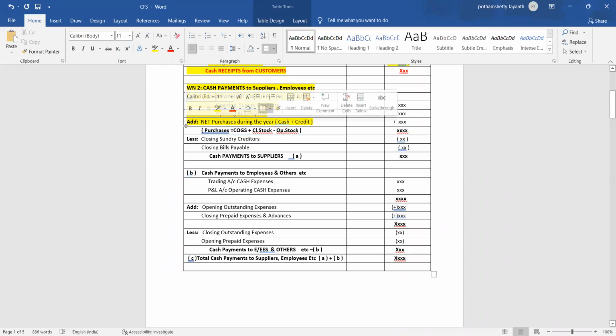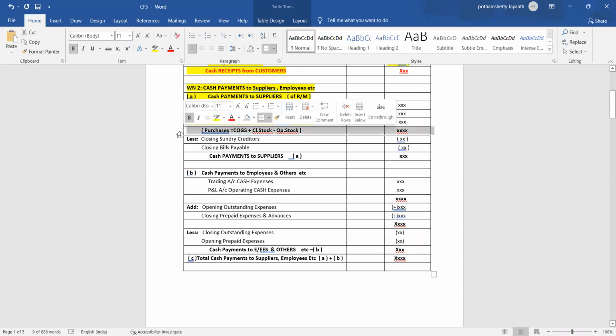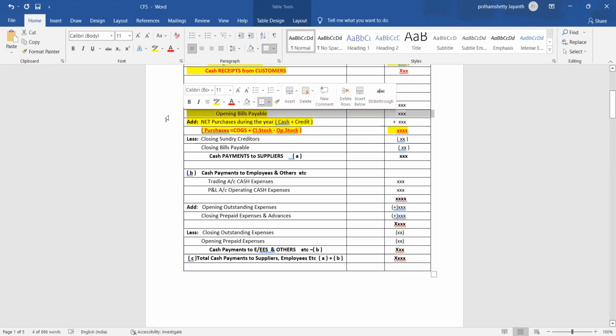See there, purchases equals, it will come in red now, look. Purchases is equal to cost of goods sold plus closing stock minus opening stock. To cost of goods sold, if you add closing stock and deduct opening stock, you will get purchases.